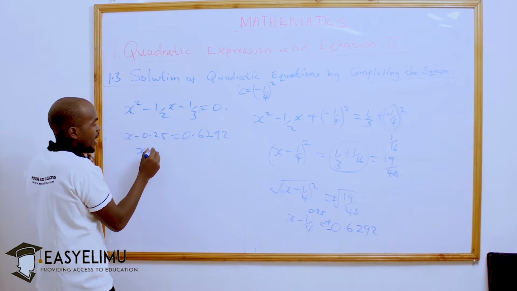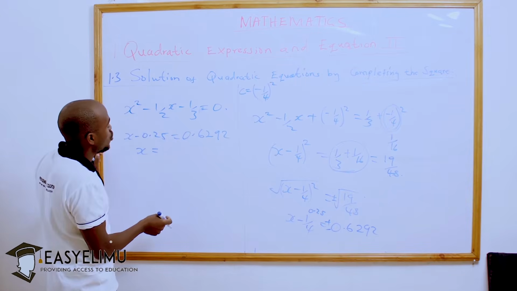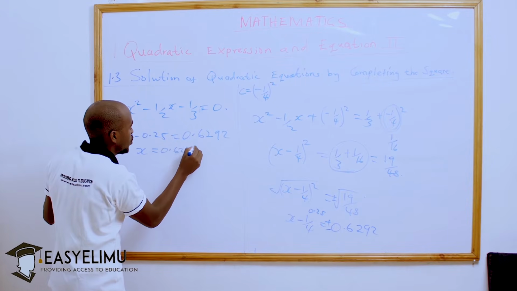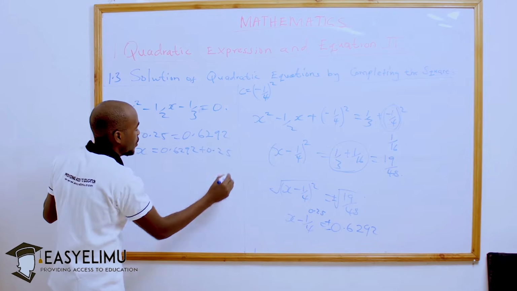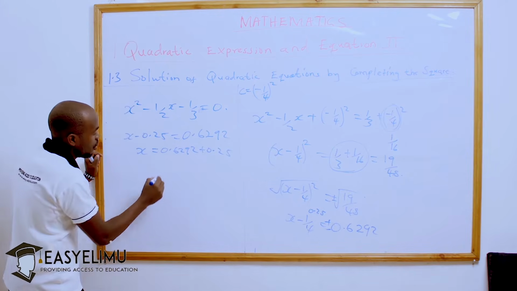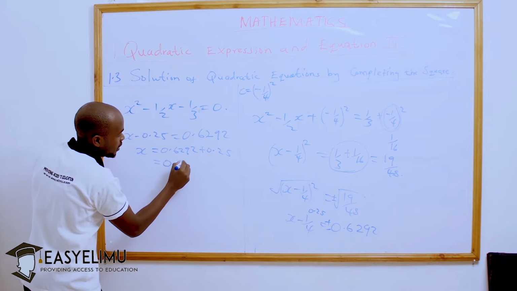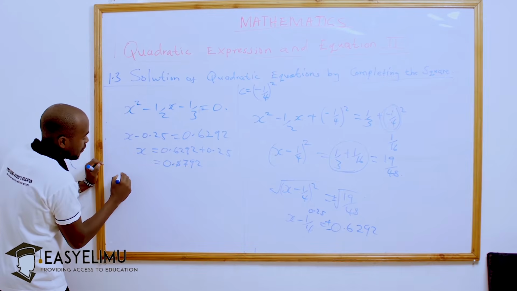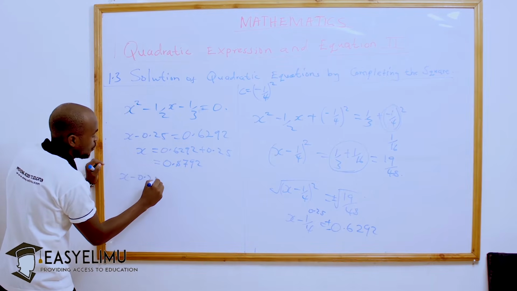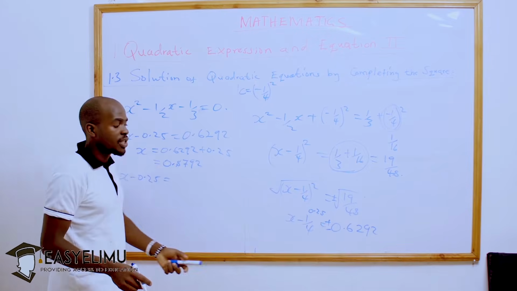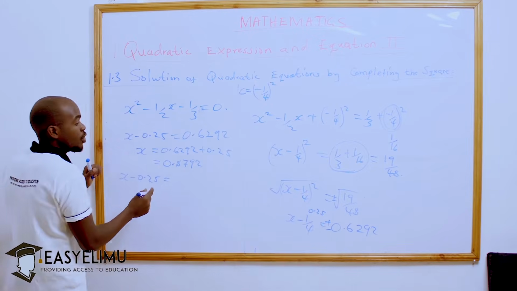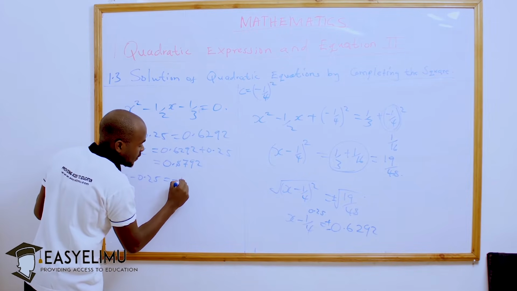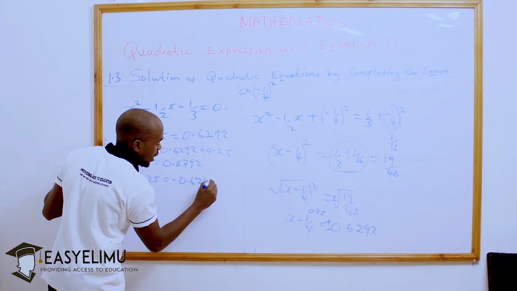Now our x is going to be, if we go the other way around, 0.6292 plus 0.25, and this one is going to give you 0.8792. On the other hand, you may find x minus 0.25 is equal to, now you consider this answer as negative. So if we consider it as negative, you will find it will be minus 0.6292.